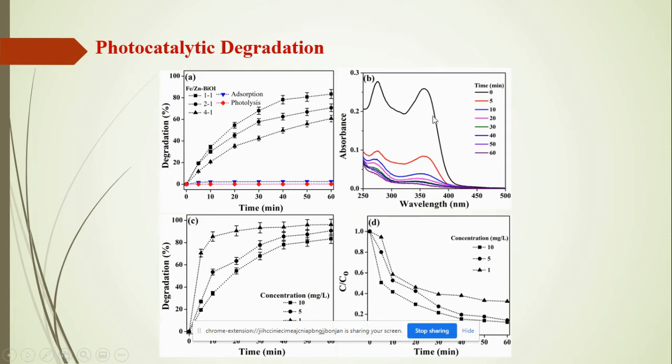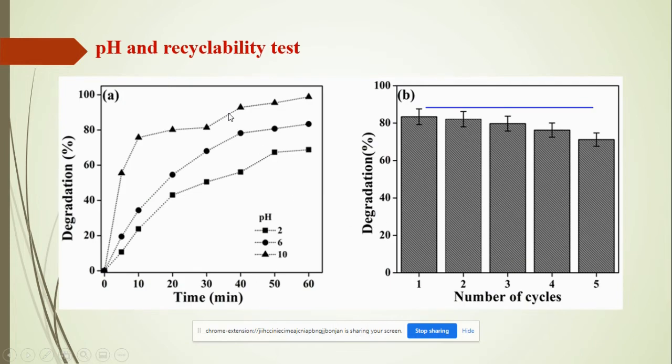Here you can see the UV visible spectra from where the percentage degradation is calculated, where the peak decreases with time. We also checked the pH and recyclability of the material. So basic conditions are the best condition for the degradation of tetracycline, and almost 96% degradation was found at 10 ppm of concentration. While using acidic conditions, the degradation decreased and reached up to 60%.